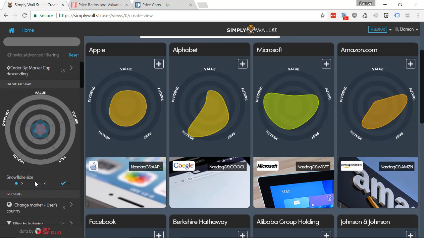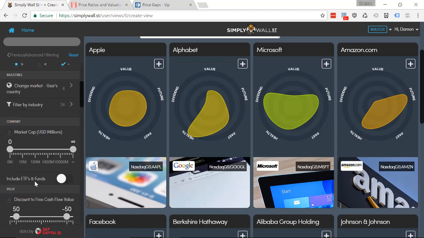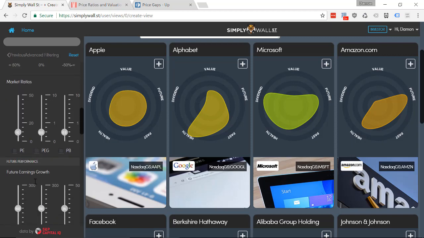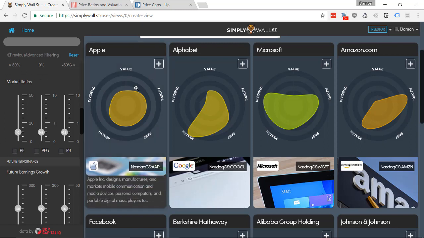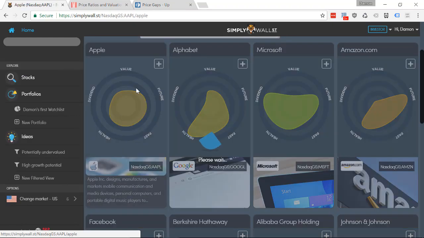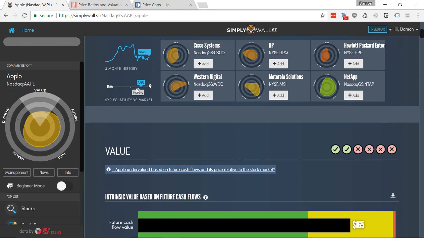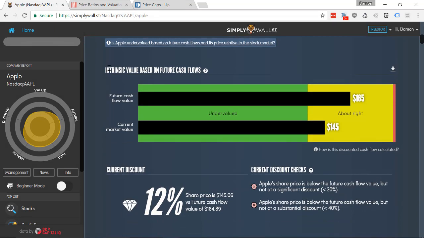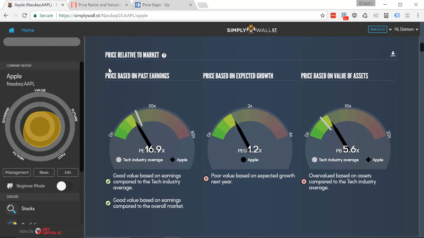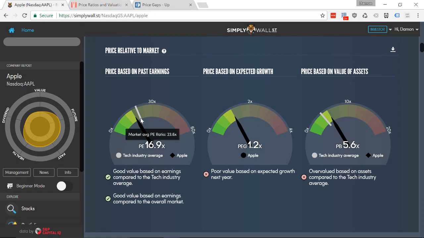Now, every trader, every investor is going to have a different way of emphasizing what metrics are important to him. For me, I really care about the price to earnings versus the industry average. And I'm not going to be able to get that from here. But I will be able to get that from looking at an individual stock. So if you go into one of these, click on Apple, not only will it give you the intrinsic value, but it'll give you the price to earnings versus the market average.